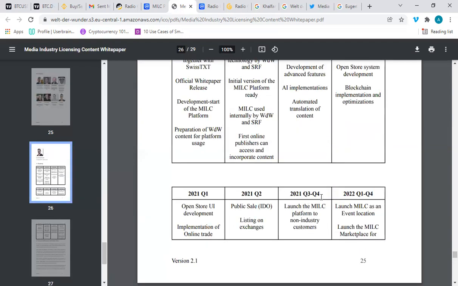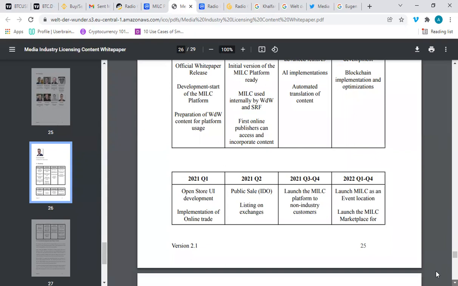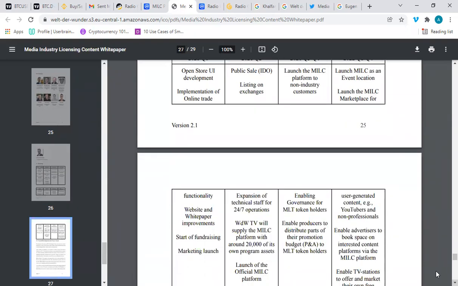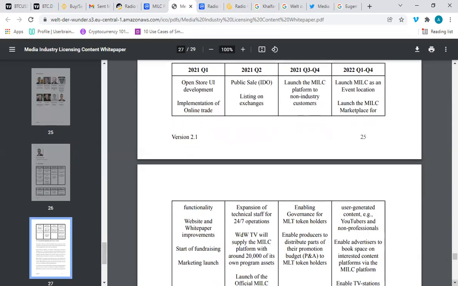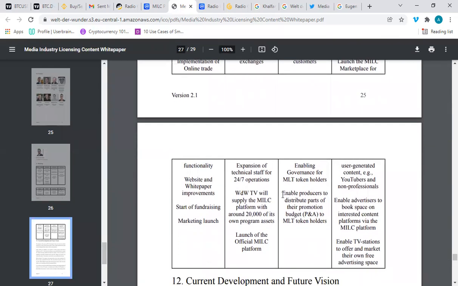Now we're in 2022, right? So I'm expecting them to do this, 2022 quarter one to quarter four. I'm expecting them to launch an event location and launch a marketplace. In the coming months, for this whole year, quarter one to quarter four, I'm expecting them to perform all of this.